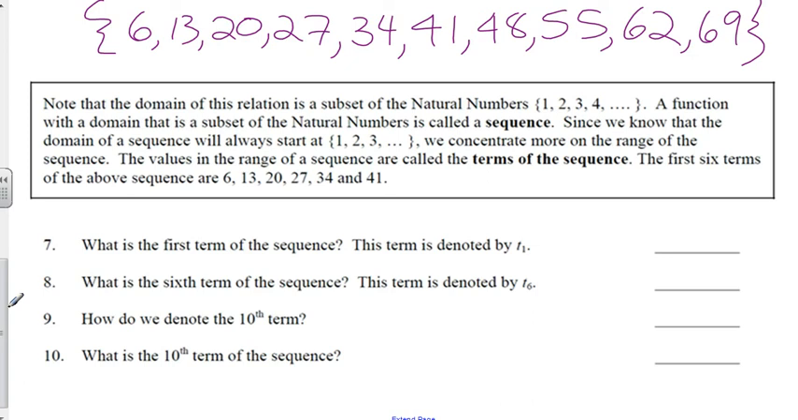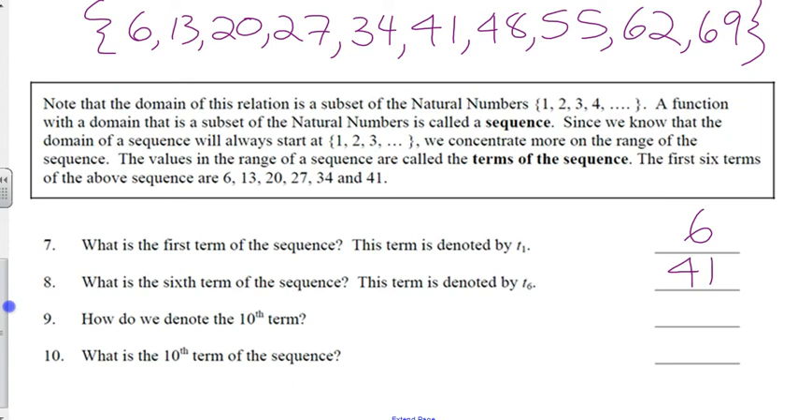6. That's denoted by t with a subscripted 1, right? So we read this as t1 or t sub 1, as in the first thing of t. What is the sixth term of the sequence, denoted by t6 or t sub 6? What's the sixth term? 41.